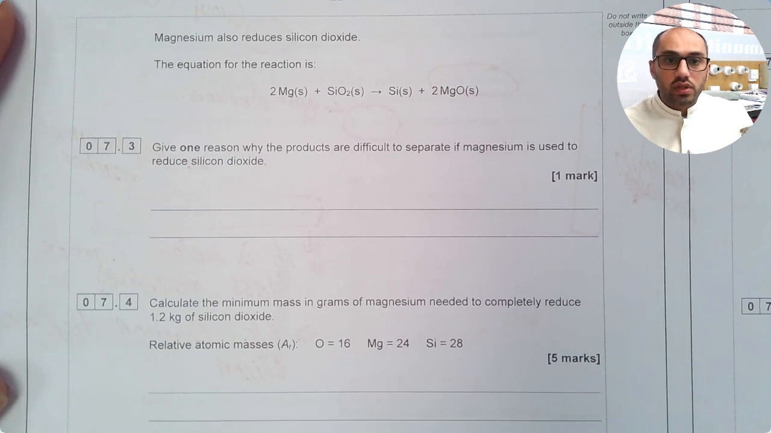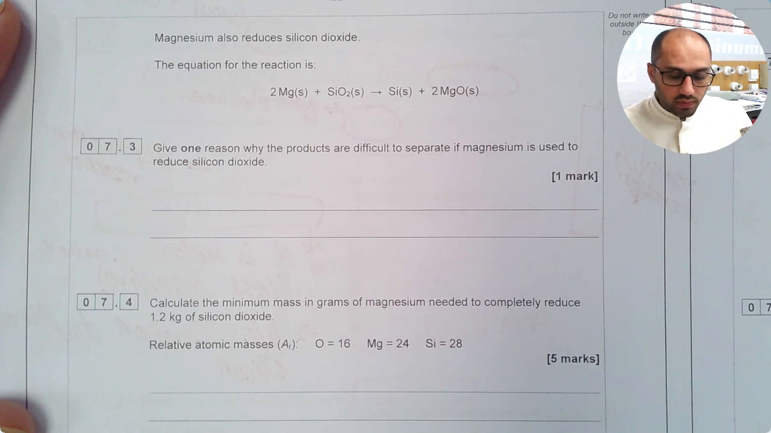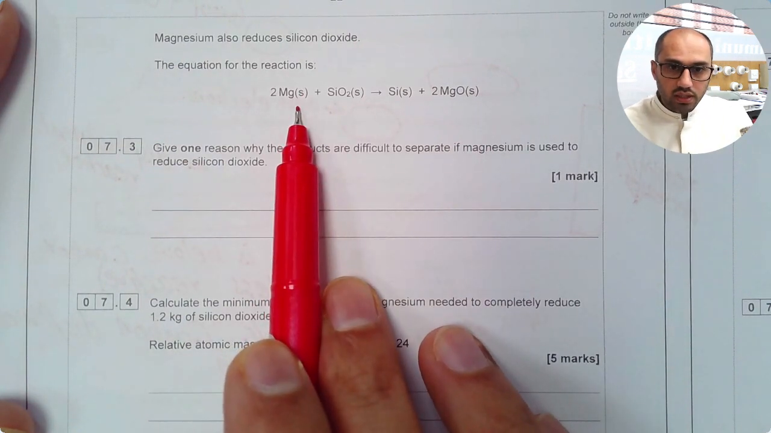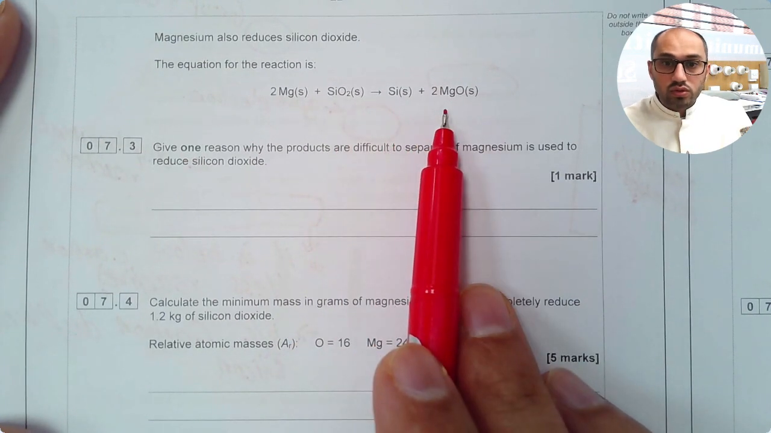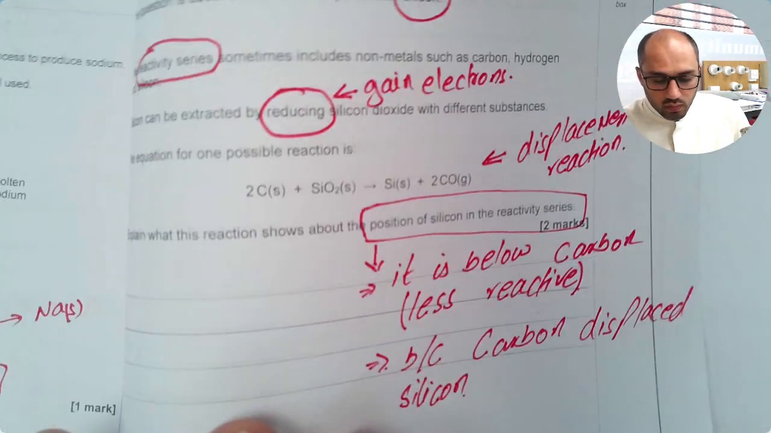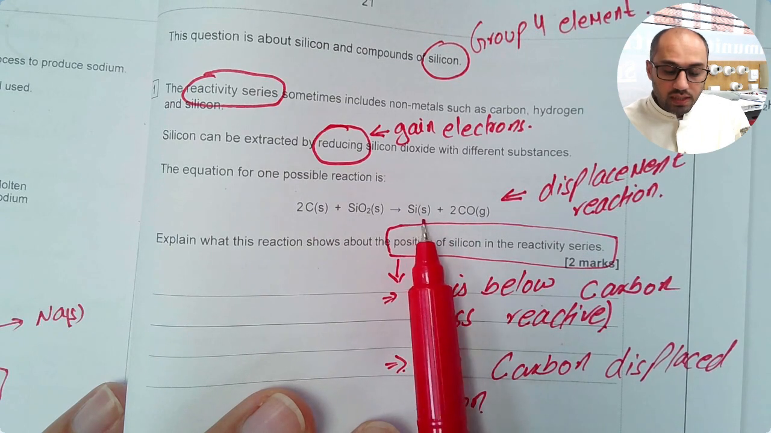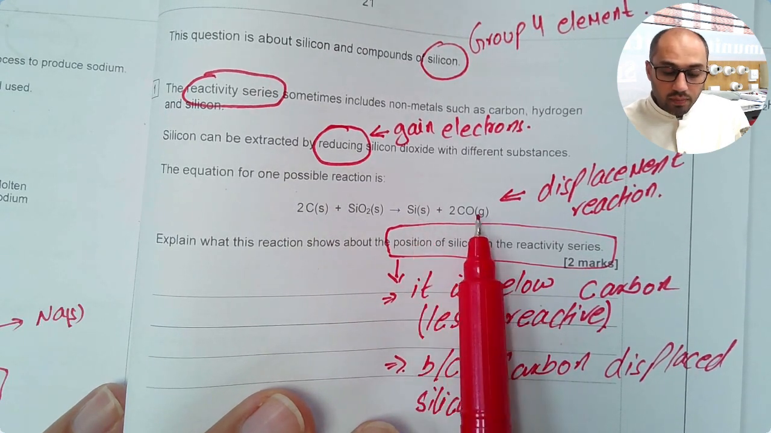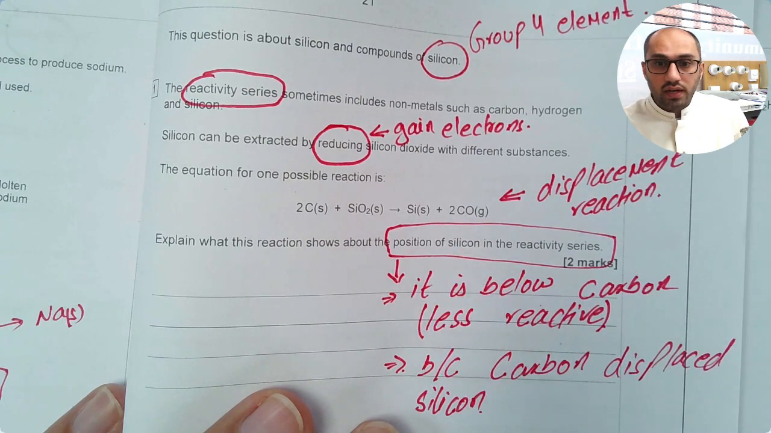The equation for the reaction is shown. So you have to make sure you pay attention whenever you see these equations. You can see here, it is solid and solid on the reactant side, so both reactants are in the form of solid. On the product side, they are also solids. If you look at the previous equation, one of the products was a gas. It will be easier for us to separate silicon from the products because one of the products is a gas, so we don't have to worry about it.